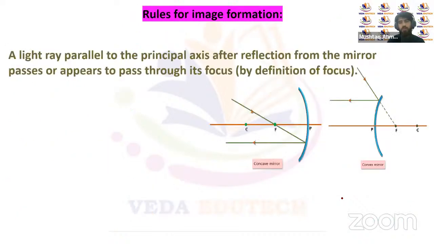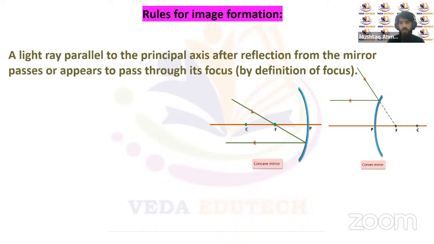Now, let's talk about the different rules for image formation, right? There are certain rules which are followed by the laws of reflection. Let's compile all these rules so that we can use them for the formation of images. So the first rule is that a ray of light which is parallel to the principal axis, after reflection from the mirror, passes or appears to pass through its focus.